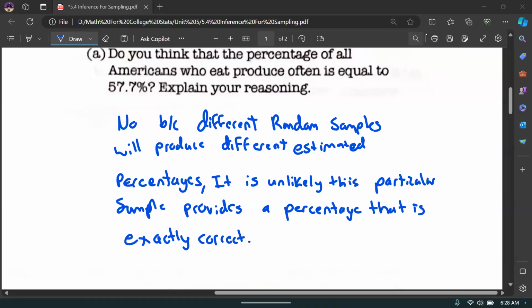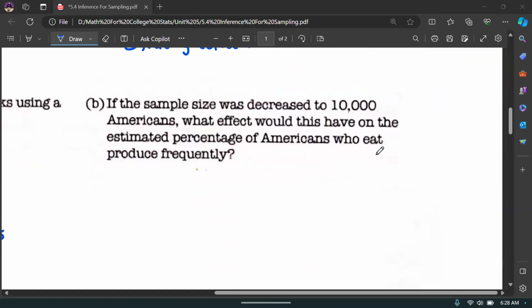All right, so here is my response. Basically very similar to what I had said just a moment ago. So again, you can pause it, copy it, or let me move on. I'm going to go on to B.